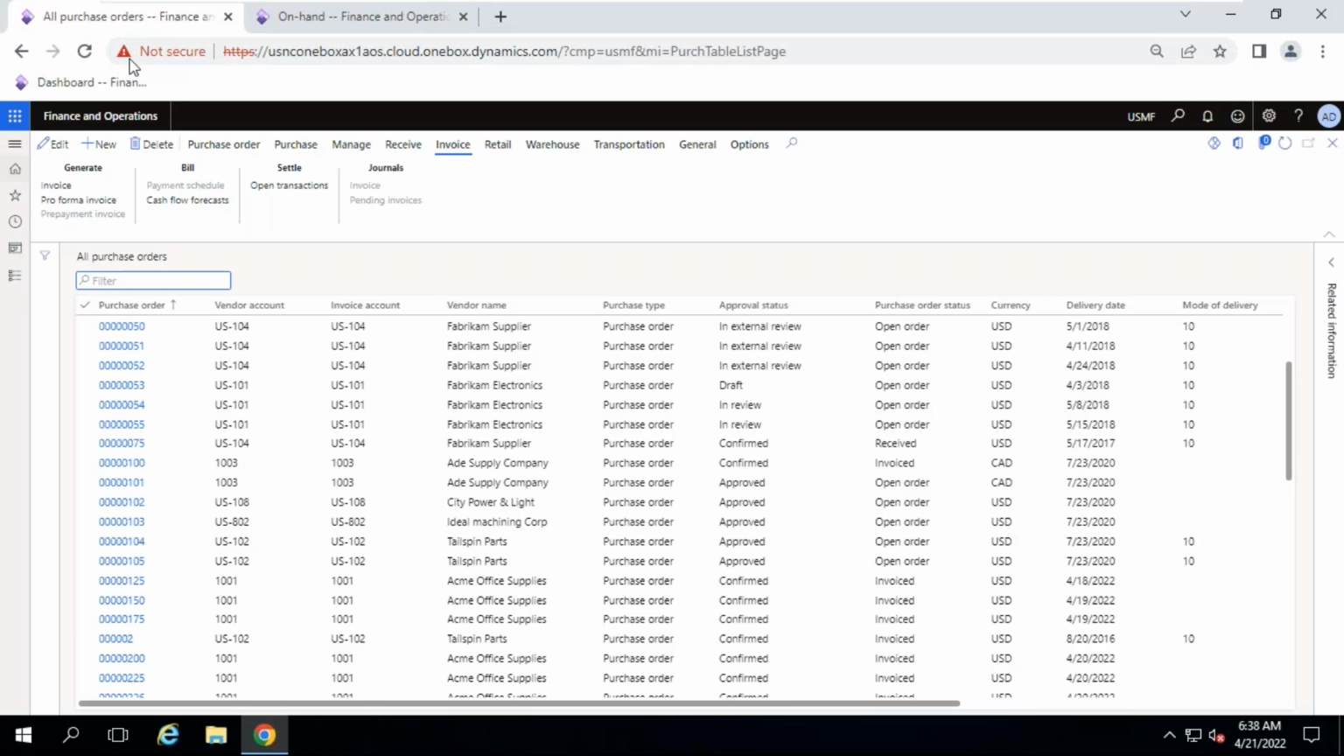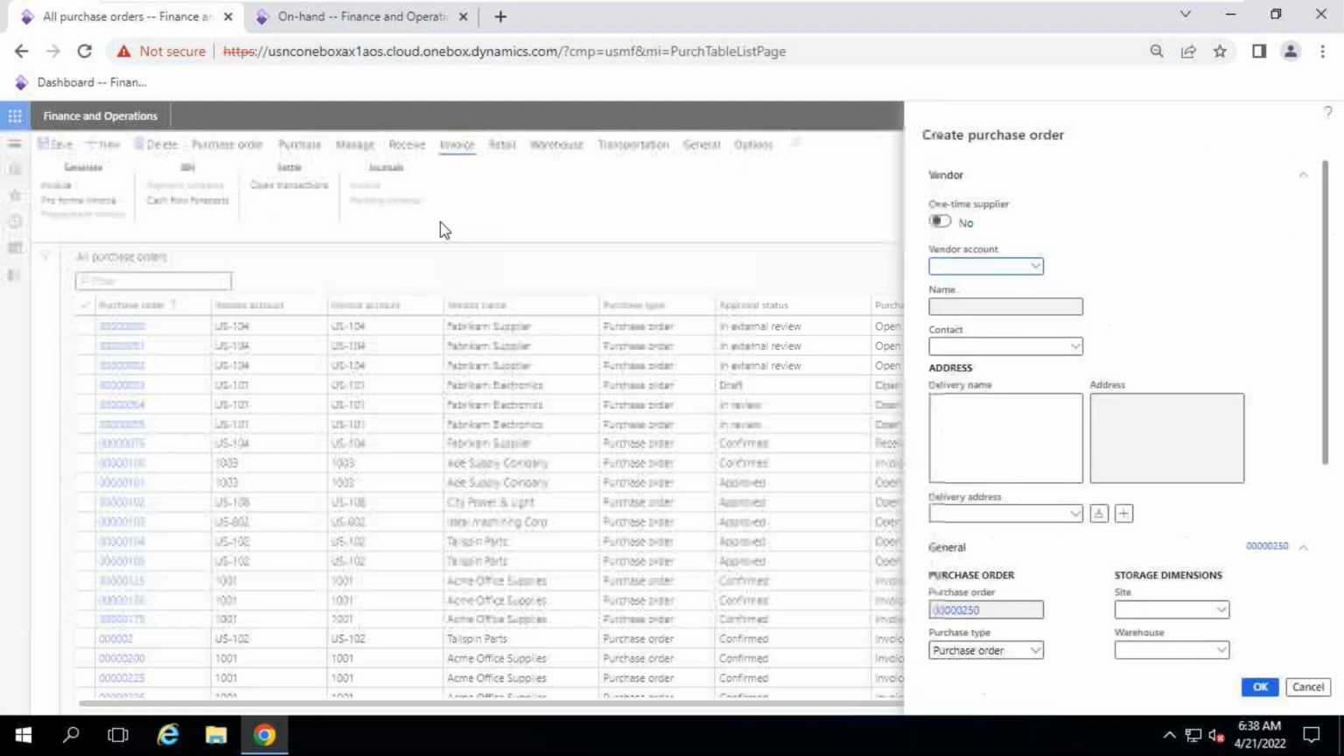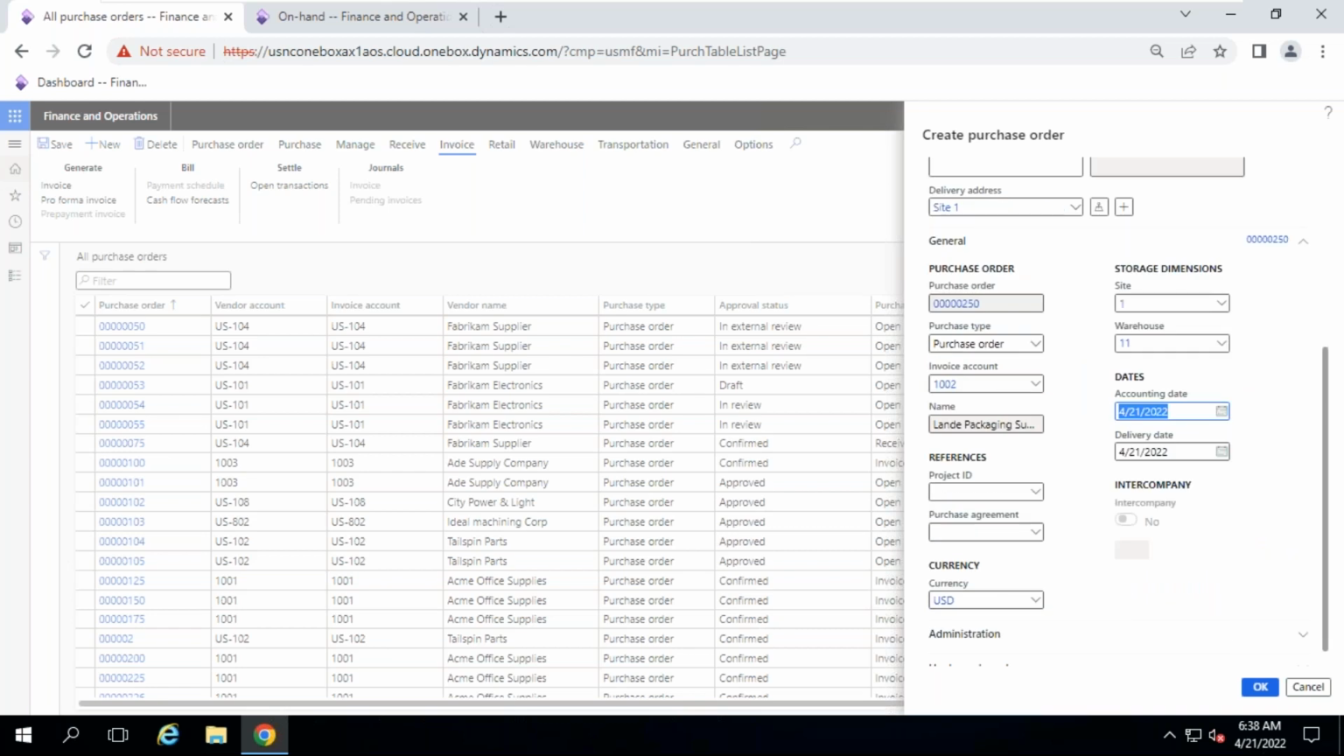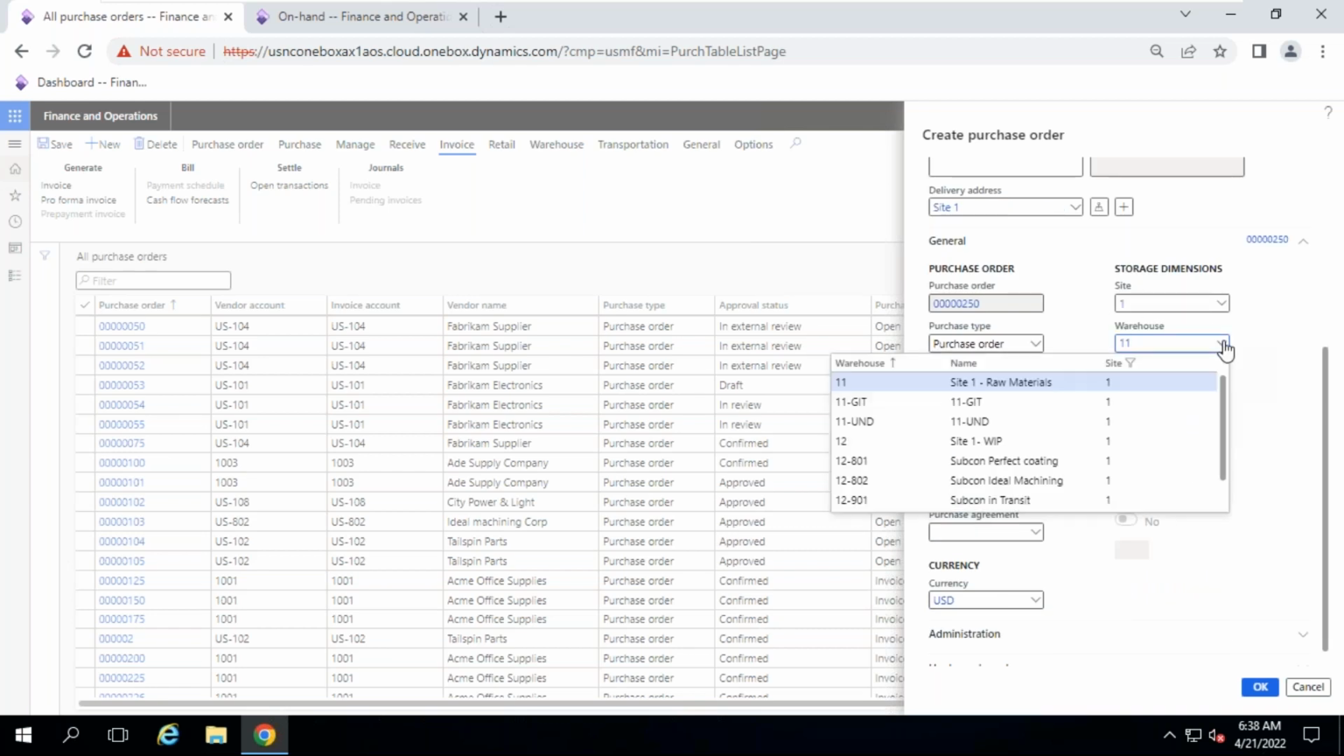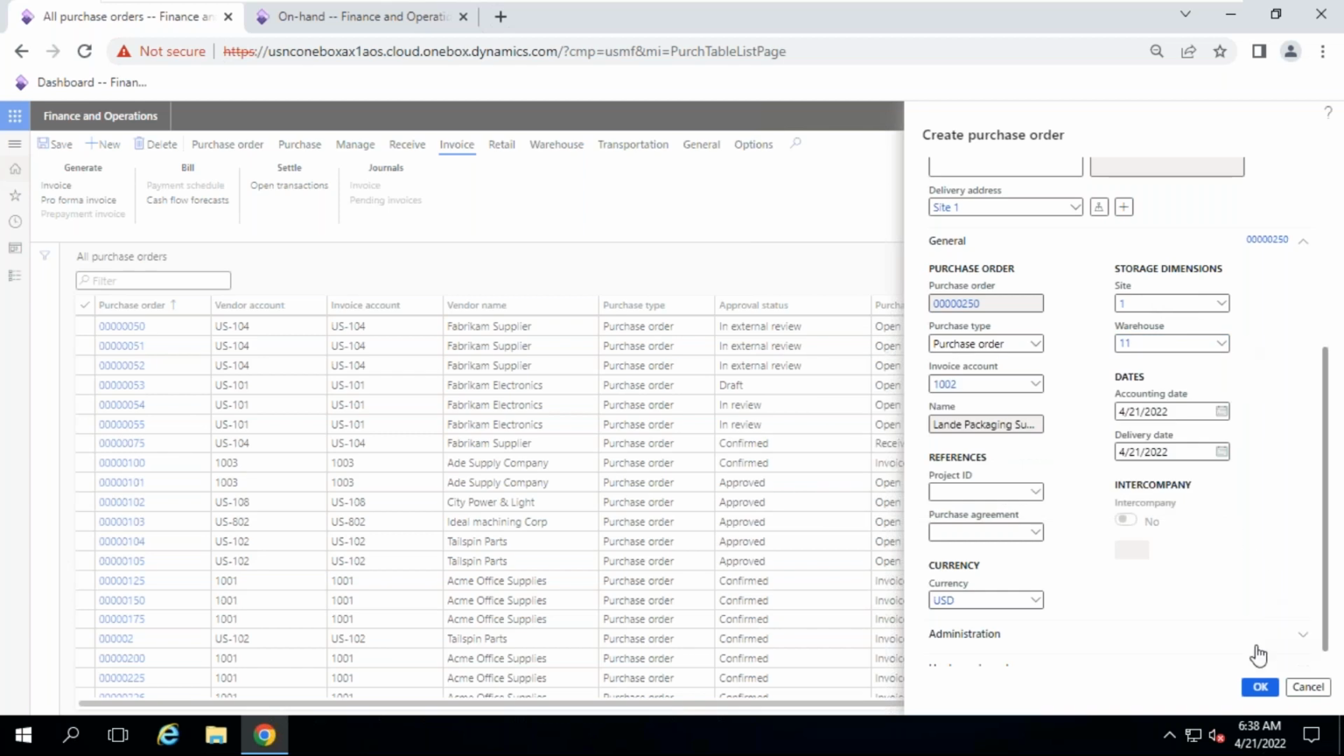Now let me create a purchase order for 3 quantity. Select the vendor, any vendor is fine. Select site and warehouse. From the drop down you can select. Click OK.